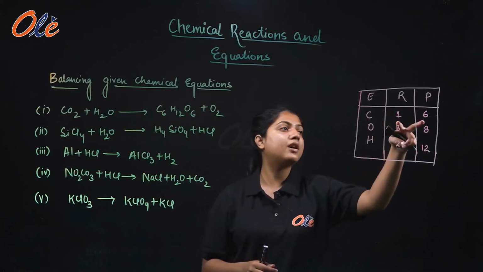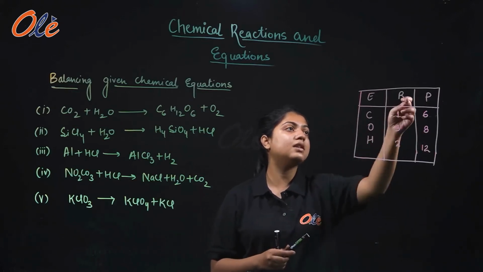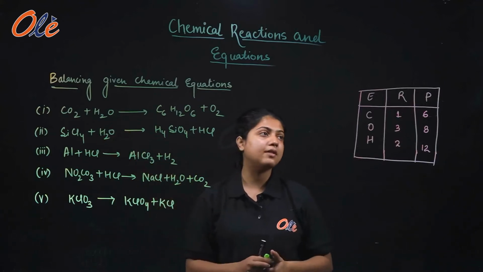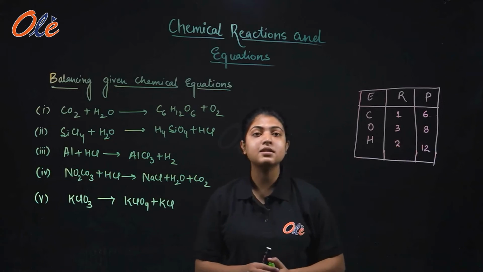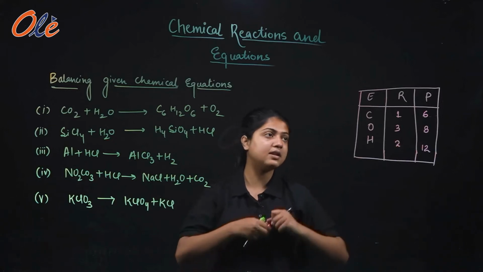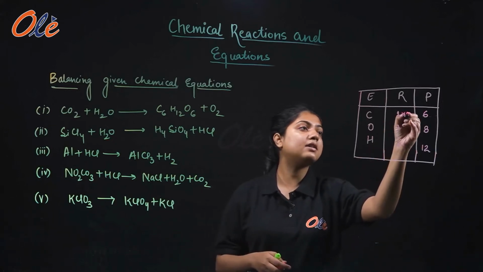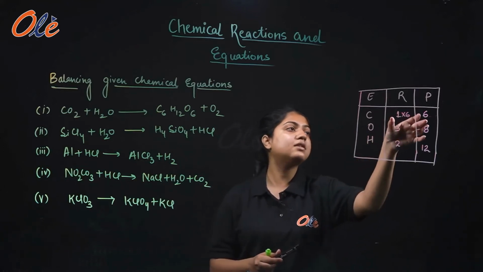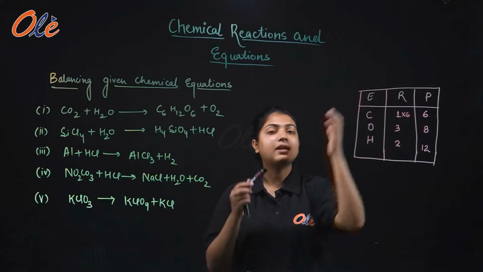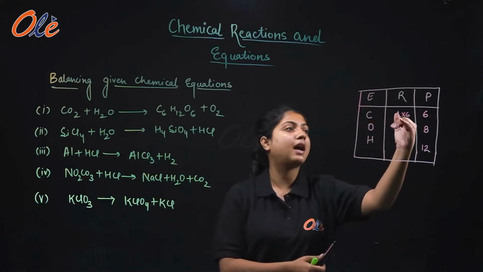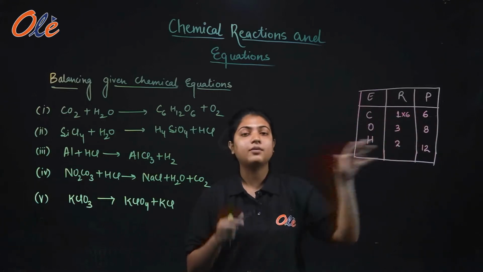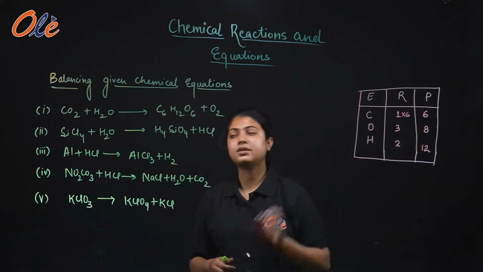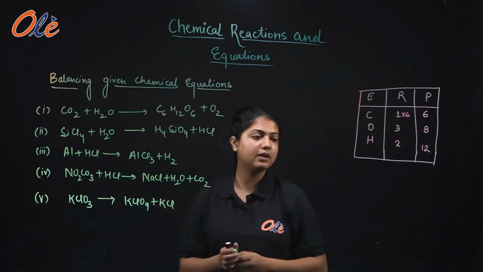Okay, so the first step, we are going to balance the carbon, the number of carbon atoms. So in the first step, what we are seeing here is that in the reactant side, the number of carbon atoms is only 1 and in the product side it is 6. So how we can balance it? By multiplying the reactant side by 6. So if we are going to multiply the reactant side by 6, the number of carbon atoms on the reactant side and on the product side will be equal. Okay. Now the oxygen.